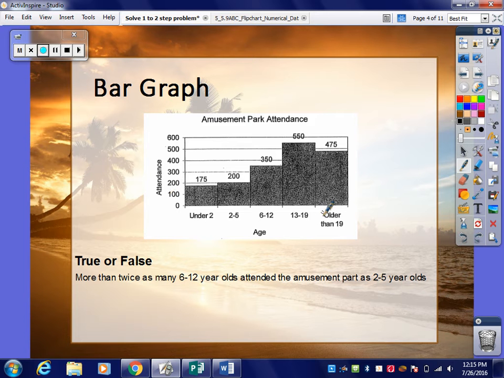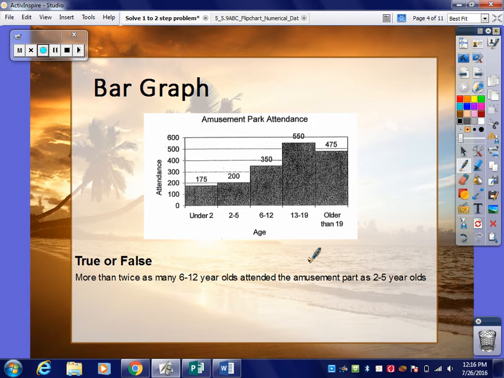So you can use this to know that under 2 years old, 175 people are attending. Between the ages of 2 and 5, 200 people. Between the ages of 6 and 12, you have 350 people. Between the ages of 13 and 19, you have 550 people. And 19 and older, there are 475. So do you think you could take this information and find out the total amount of people that are attending? Yes, I agree.